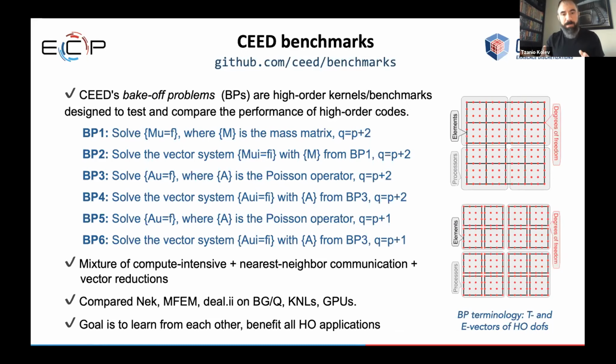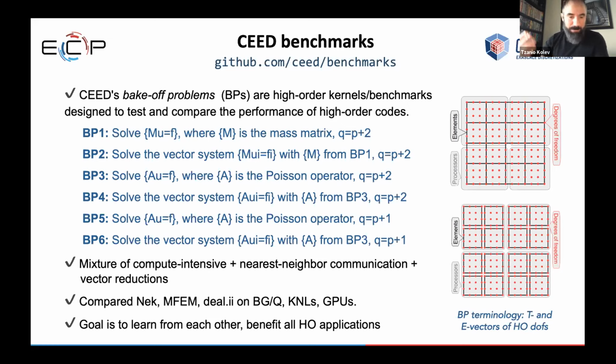And they're simple things. There are things like assemble and solve a system with the mass matrix or with the stiffness matrix with this quadrature rule. But there is a mixture of some compute intensive and nearest neighbor communication. There is a dot product, for example. It's a lot of fun if you do have a finite element code, a higher order code in particular. We would love to have you try those and submit your results.